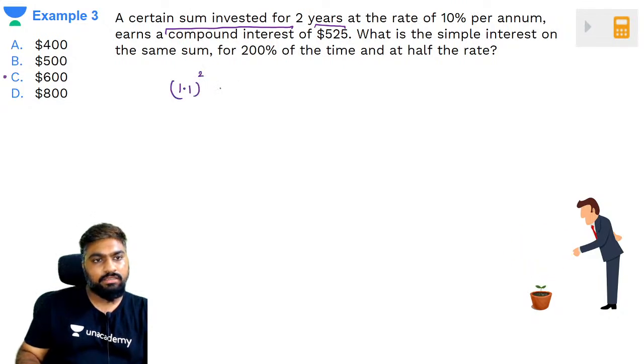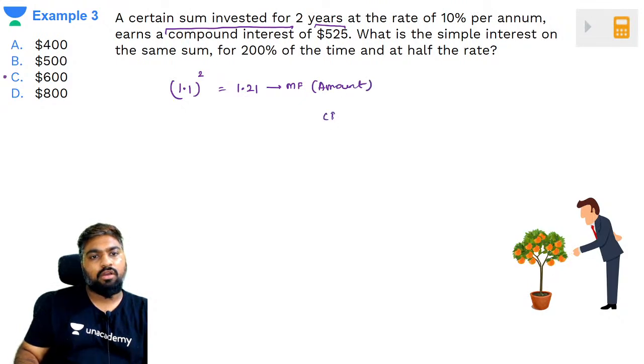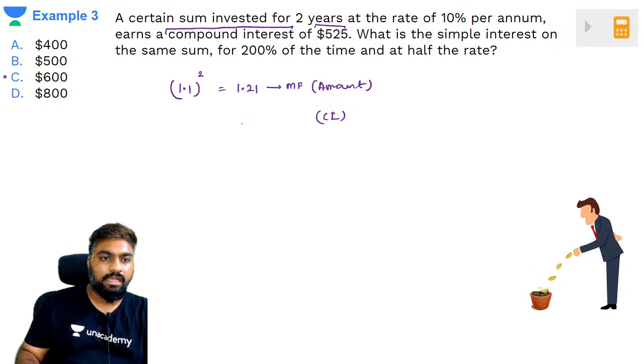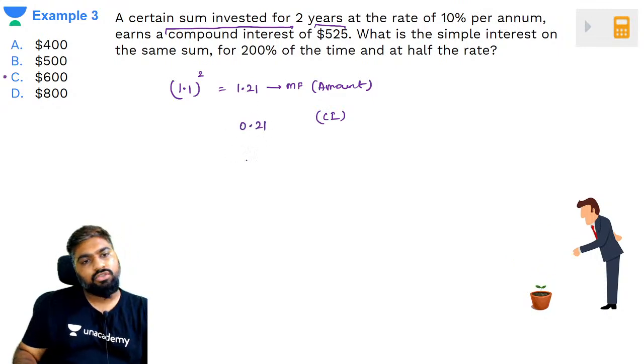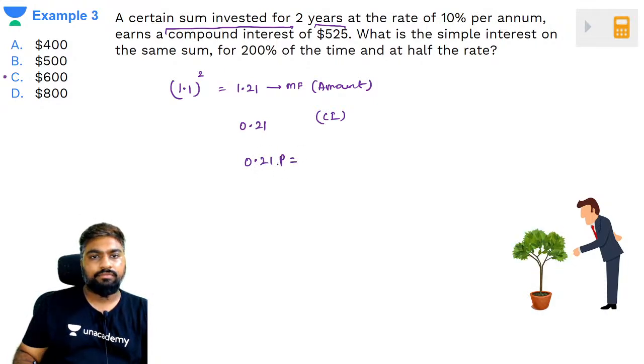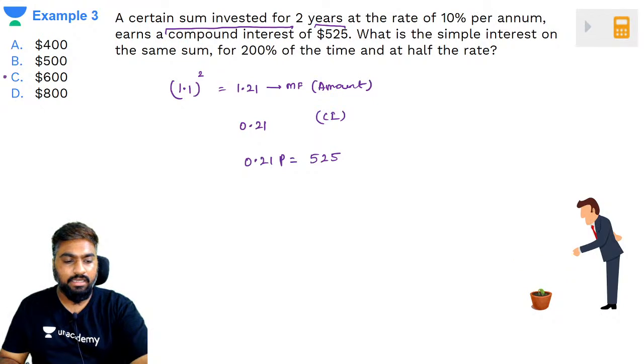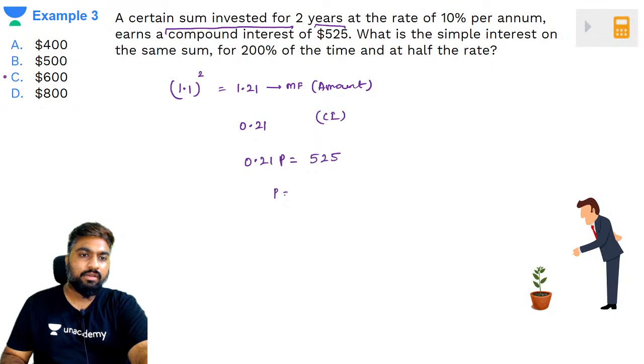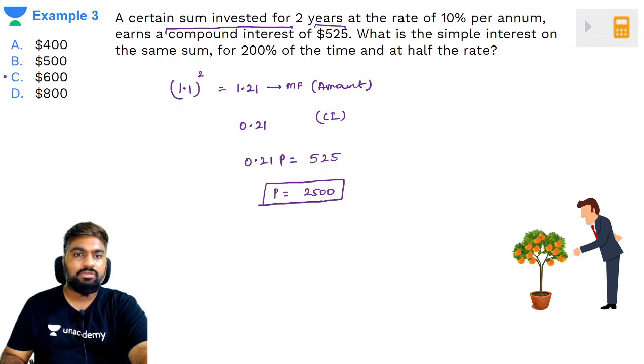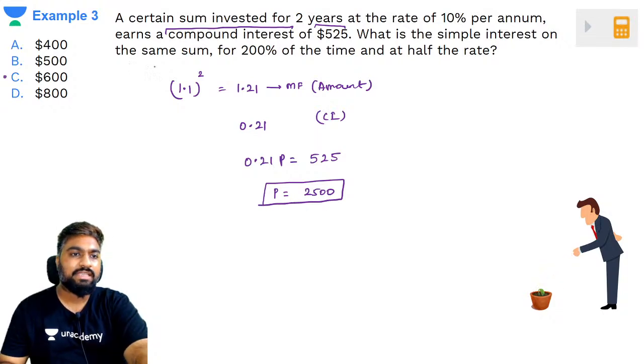10% for 2 years, 1.21 is the multiplication factor for amount. I want it for compound interest, so I will remove the principal from it, that is 0.21. So can I say 0.21 times the principal is basically 525? Say yes if you agree. So what is the principal? 2,500. Now they're asking, on this 2,500, what is the simple interest on the same sum?